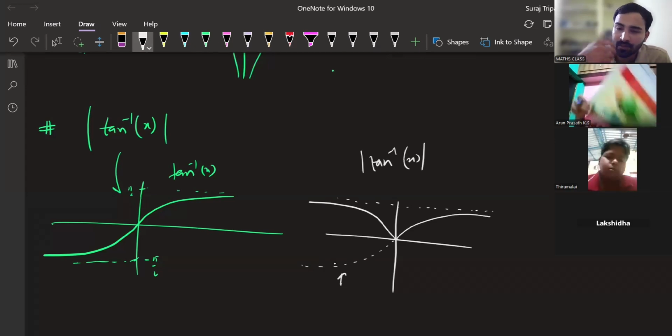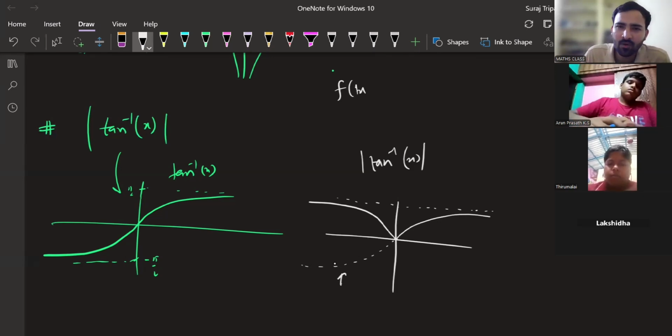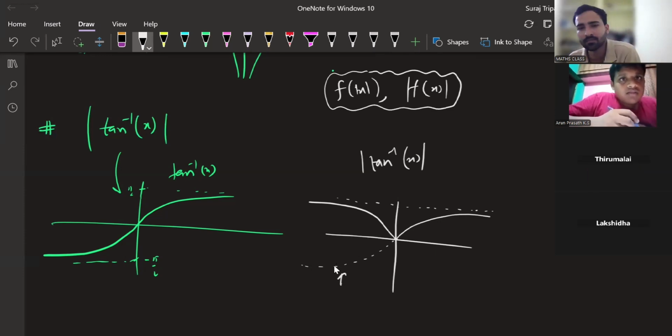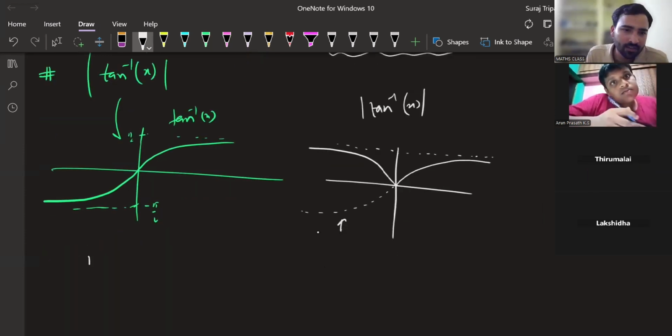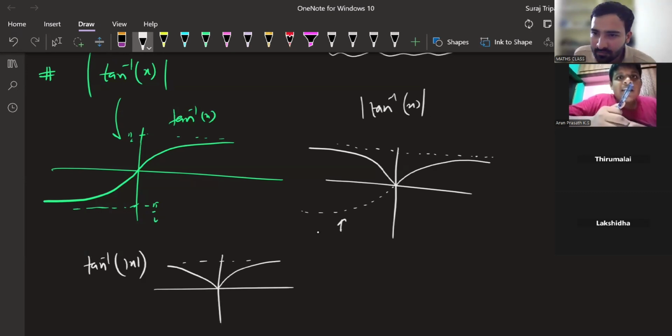Sometimes the graph of f of mod x and f of x mod can be the same. In general we cannot say both are the same, but sometimes. Like in this case, if you find the graph of tan inverse mod x, its graph also will be like this. For curves which don't have a part under the x-axis, f of x and mod f of x will be the same. Yeah, same answer. You got it.